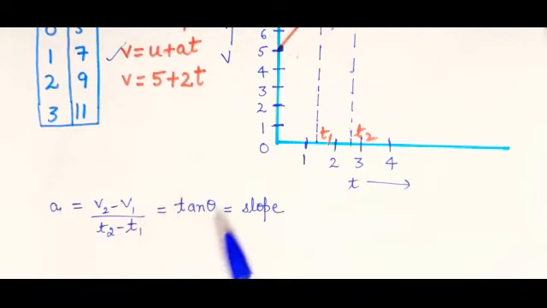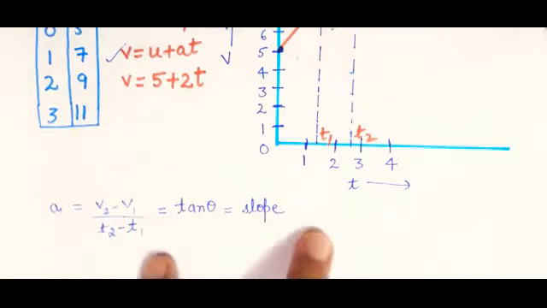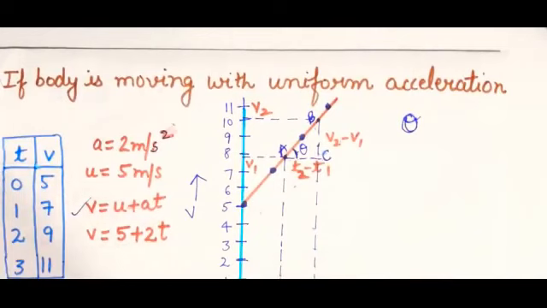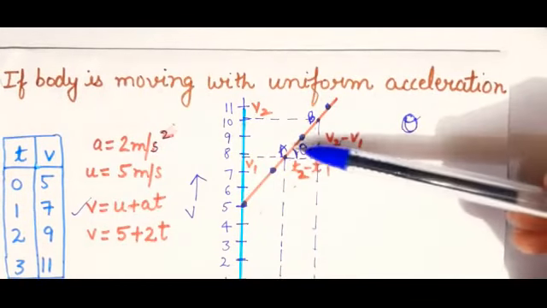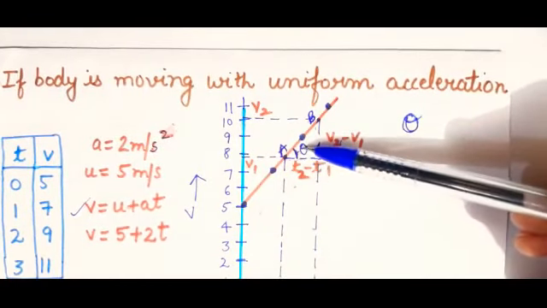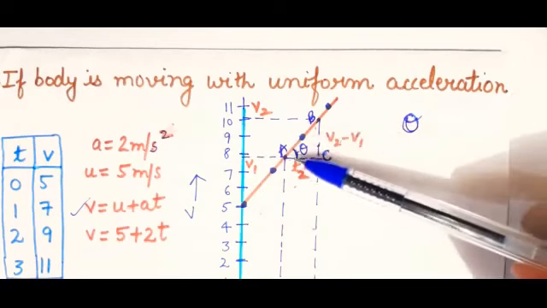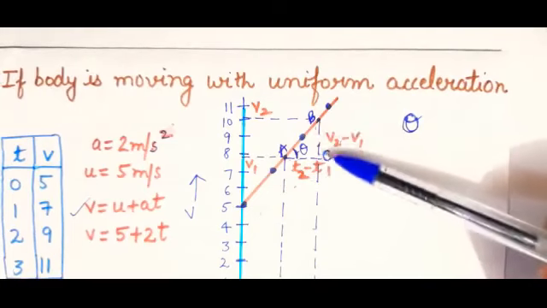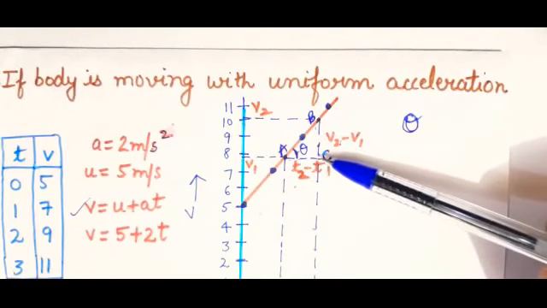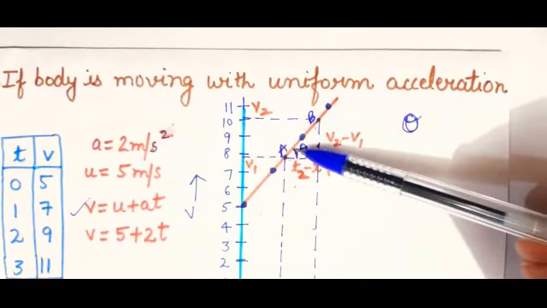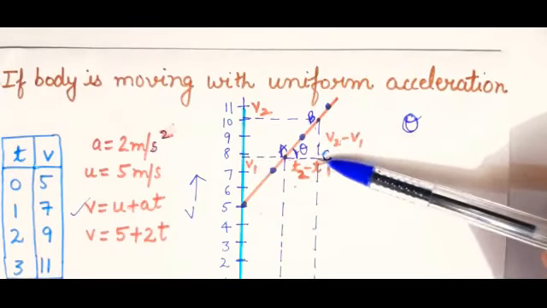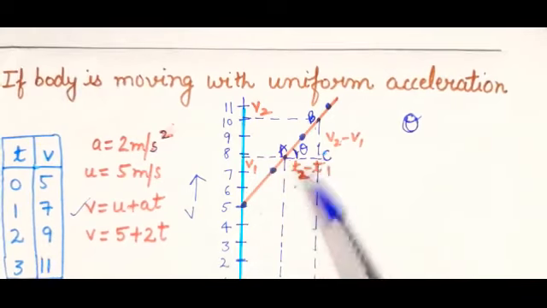Now many of you do not know what tangent theta is. This topic is in maths; you will study it later on, don't worry. I am explaining it briefly. You have drawn this angle as theta. Opposite to this angle theta, this side BC is the perpendicular, and the other side AC becomes the base.